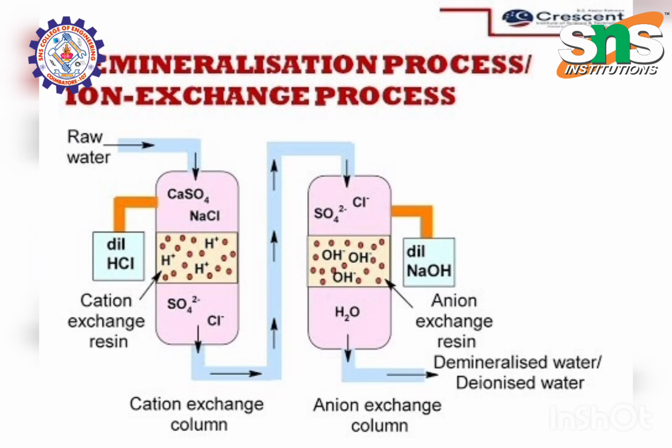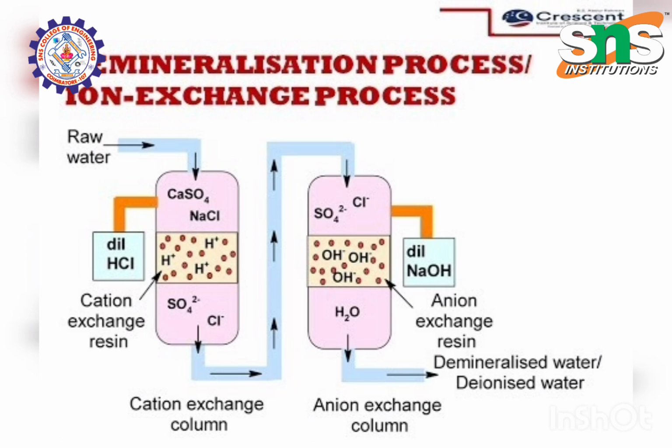In the demineralization process, first the hard water is passed through a cation exchange column. In that, the cations like calcium, magnesium, sodium, potassium are removed, and the water then runs to the anion exchanger. In that, anions like chloride, sulfate, bicarbonate, etc. are removed. Out of the anion exchanger, the water is completely free from both cations and anions. Then the water is called demineralized water or deionized water.